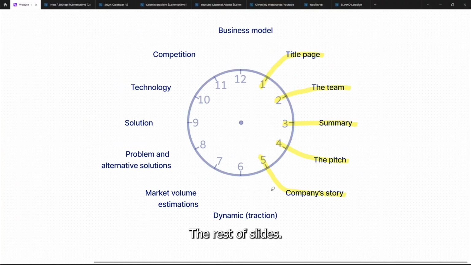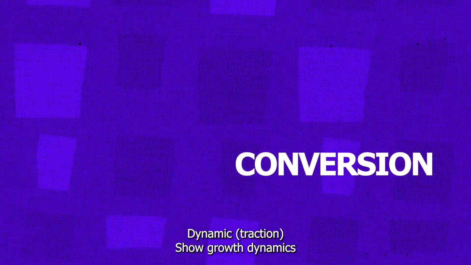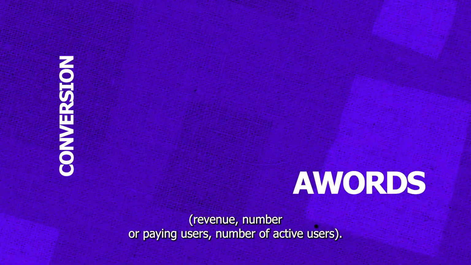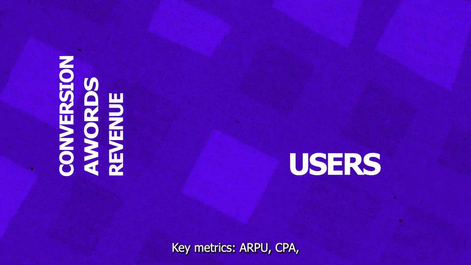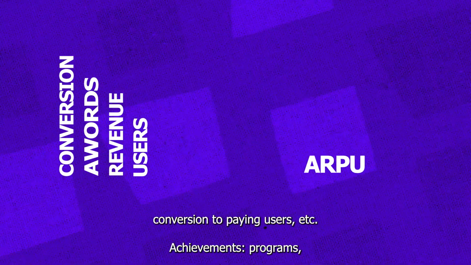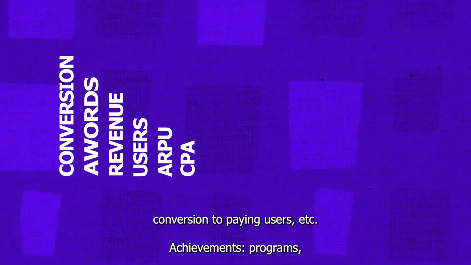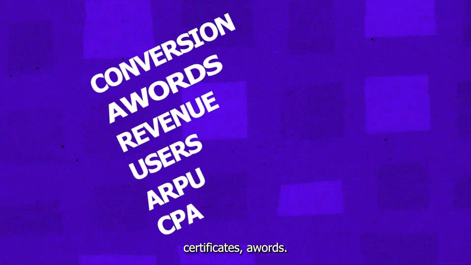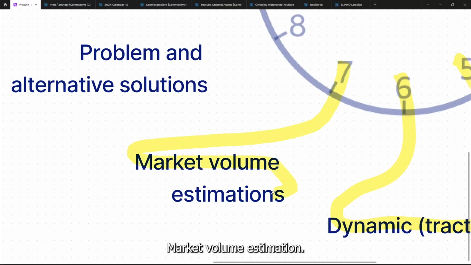The rest of the slides. Dynamic. Traction. Show growth dynamics. Revenue number or paying users, number of active users. Key metrics. ARPU, CPA, conversion to paying users, etc. Achievements. Programs, certificates, awards. Slide 7. Market volume estimation. TAM, SAM, SOM.